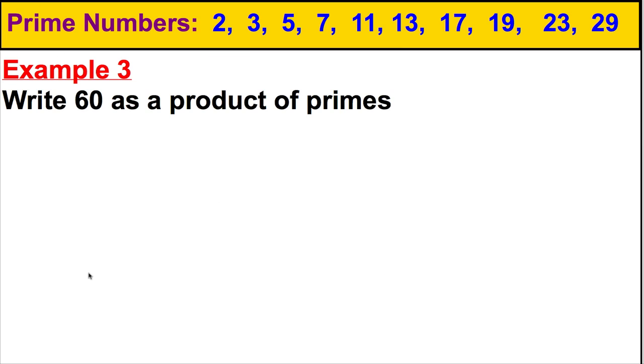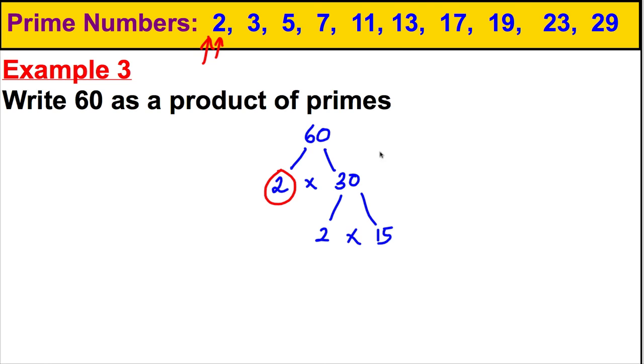Okay, next example, 60 as a product of primes. Write down 60. Is it a prime number? No, it isn't. So you go to your primes. Does 2 go into it? Yes, 2 goes into it. How many times? 30. You circle your 2. Is 30 prime? No. You go back to 2. Does 2 go into it? Yes. How many times? 15. And you circle your 2.